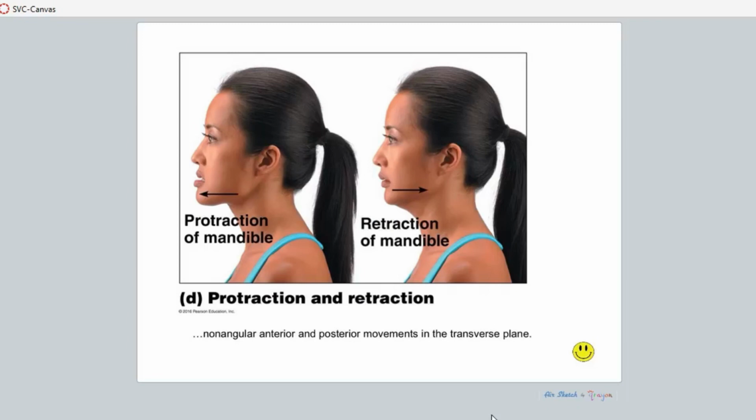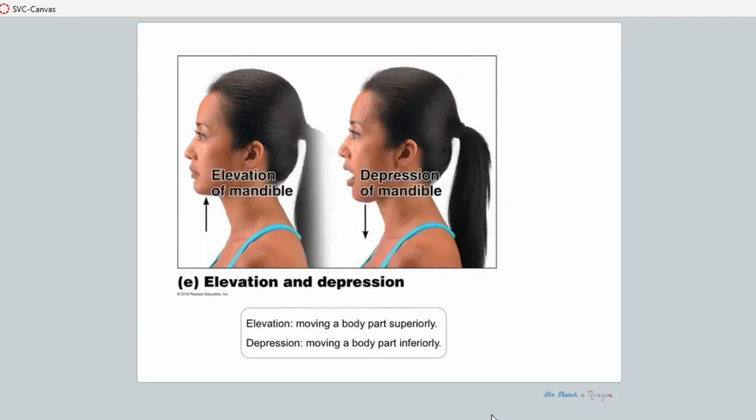Protraction and retraction. Protraction, forward. Retraction, backwards. So this is of the mandible. Again, of the mandible, move the mandible down, that's depression. Move it up, that's elevation.